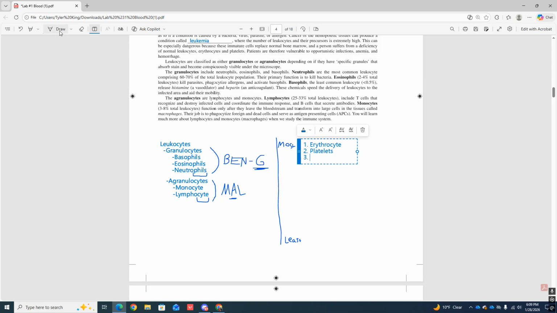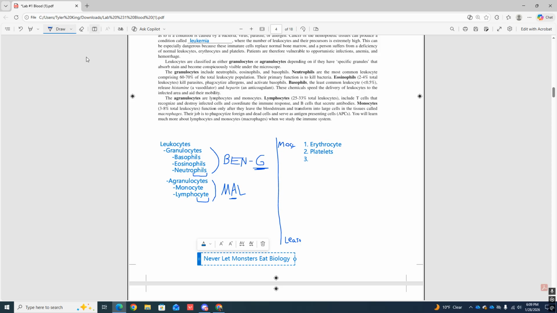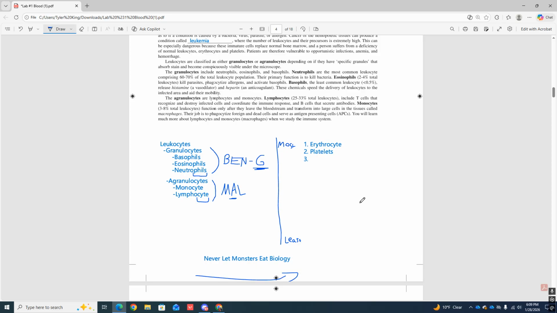Remember the mnemonic I taught you? It is Never Let Monsters Eat Biology. And if we match up those first letters, they match up to all of our leukocytes, and it goes in this order, in that direction. So, Never. What does that match up with? That is neutrophil. So that is neutrophils right there.